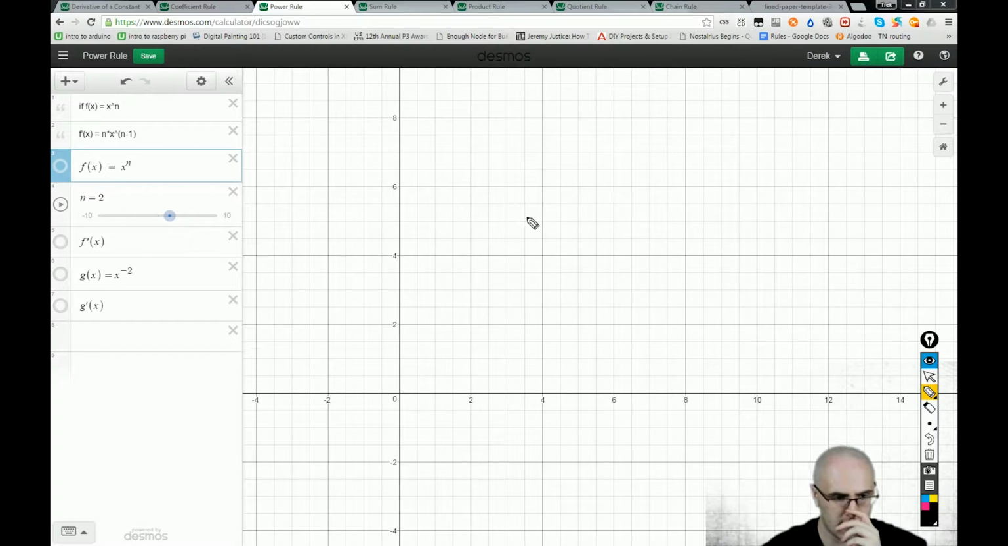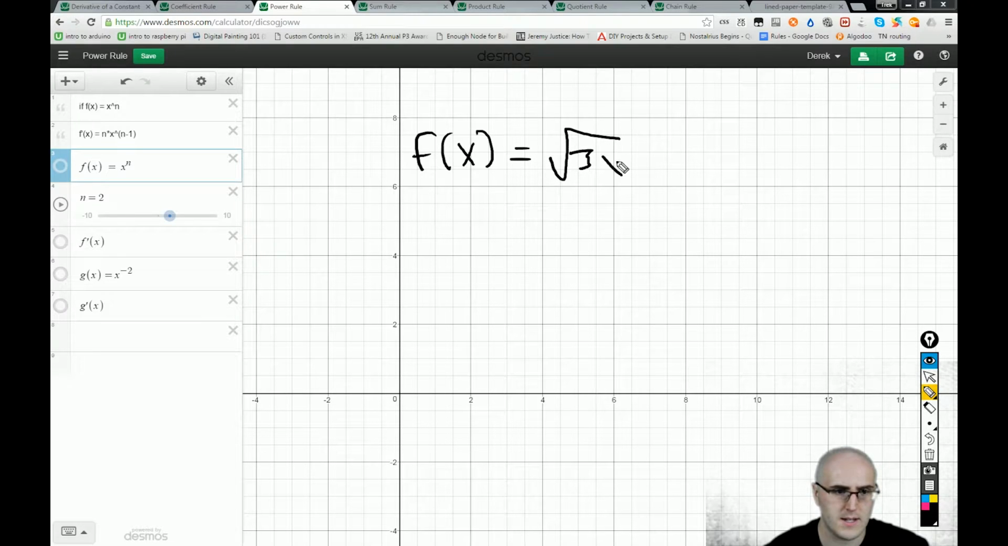We actually did see an instance of this in the previous one. I think it was, oh yeah, it was square root of 3x. Let me show you that one again real quick. So if our f of x is equal to the square root of 3x, well, that's the same thing as 3x to the 1/2. And let's actually, because we haven't talked about this yet, take out the 3. So f of x is equal to the square root of x, which is equal to x to the 1/2.